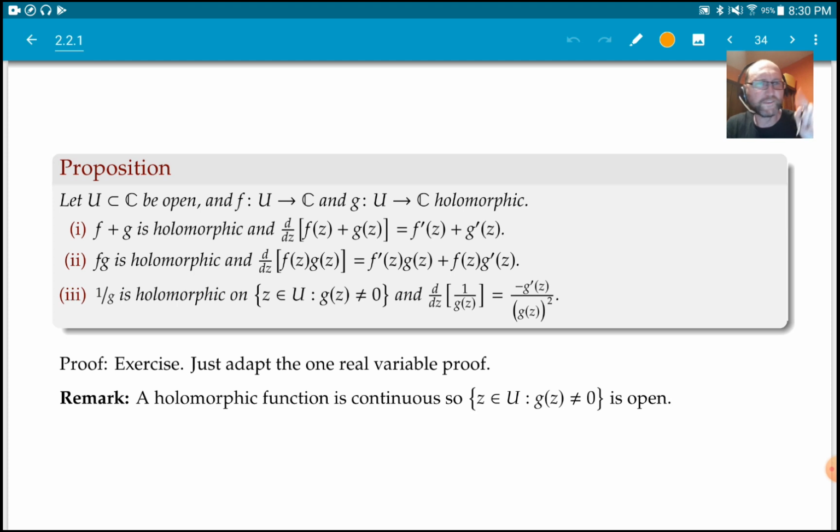Now, one thing that maybe we should note is that this is an open set, so it makes sense to call it a holomorphic function, because this is really the inverse image of the open set C minus 0. The inverse image of an open set is open. Therefore, this is an open set.